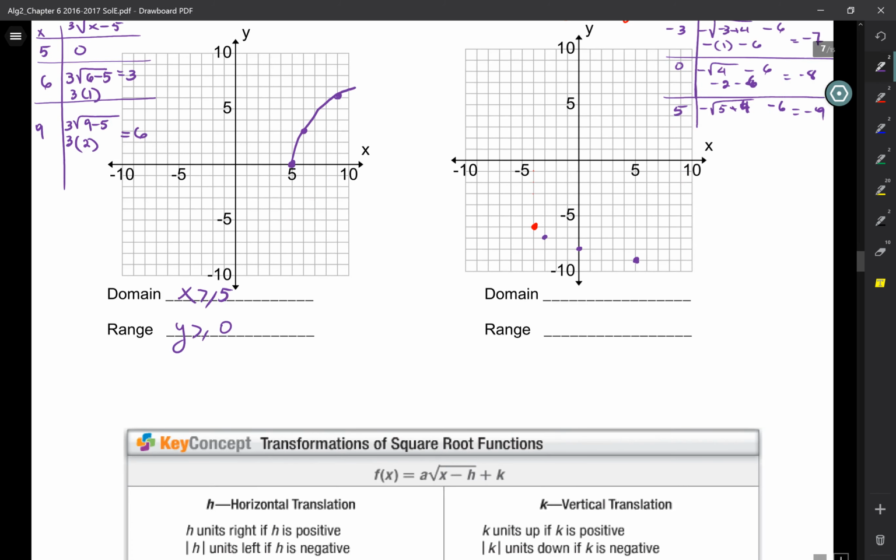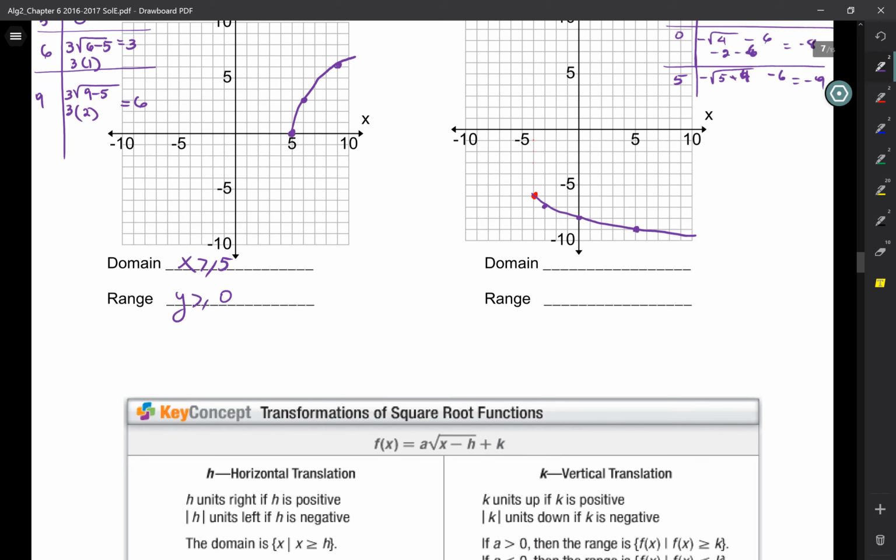All right, so you see what this looks like? It's like a reversed comma, sort of, right? Okay, now, where's our domain? What do you guys think for domain? Where does the value start? What's the first time we get a graph? Negative 4. And where does it go? The greater numbers, right? So what do I write down here?